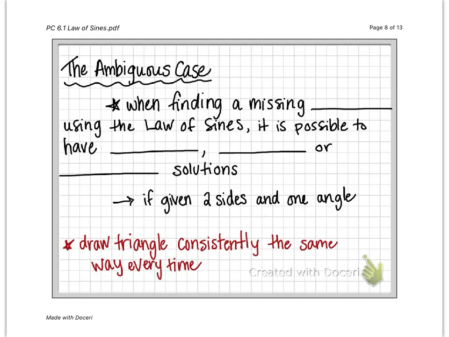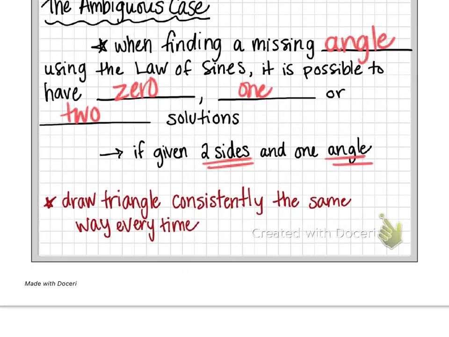So then we get to the ambiguous case, which is everybody's favorite. So this is when we are finding a missing side or angle. When we are finding a missing angle using the law of sines, it is possible to have 0, 1, or 2 solutions. If you are given 2 sides and 1 angle and you're looking for another angle, there is a possibility, based on the information that we're given initially, as we look at it and identify what's going on, that different things could happen.